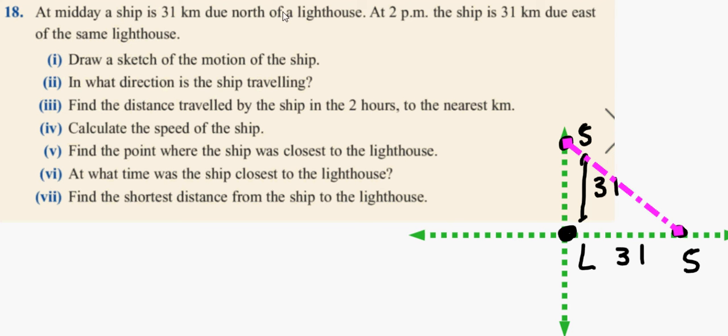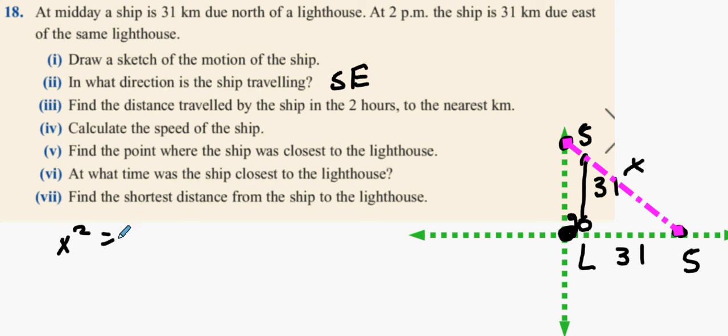So now, what direction did the ship travel? Southeast. It's a 45-degree angle because it's an isosceles, and that's 90, so the other two have to be 45. So that means it travelled southeast. Okay with that? Yeah. Alright. Now, find the distance travelled. Pythagoras' Theorem.